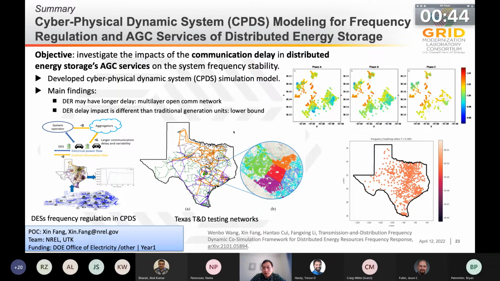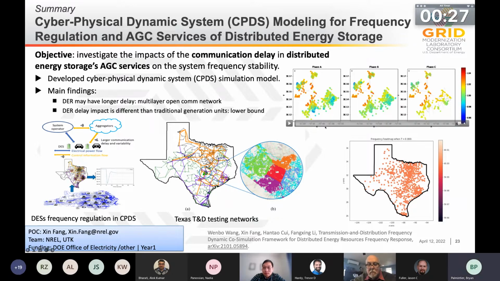And in the next step, we will also simulate a lot of communication variation or failures in our co-simulation, to study the impact of communication delay or failures of DER providing HC response. Okay, I think that's most of my presentation of this work.